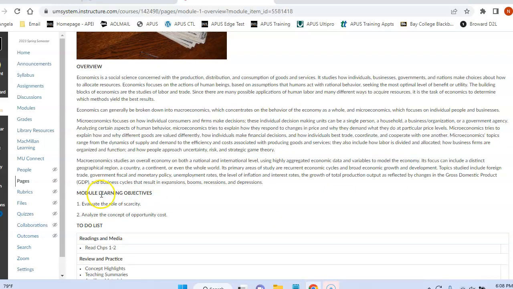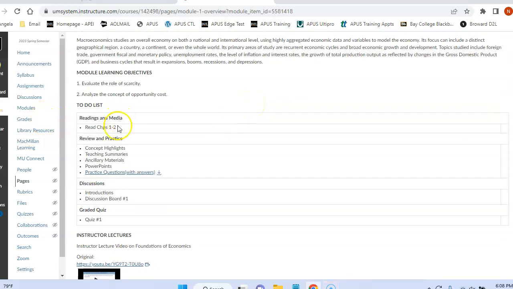I put module learning objectives right here. I put a to-do list, what they should be focusing on right here: readings, concepts, teaching summaries, ancillary PowerPoints, and then I have practice questions for them with answers. Here are their graded discussions, and here is their quiz.